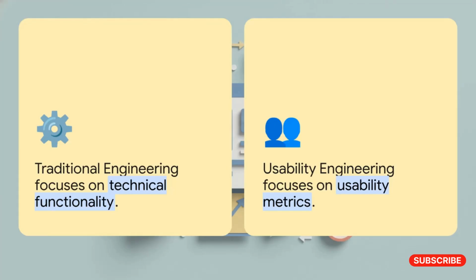And this brilliantly illustrates the dividing line between two completely different ways of building things: traditional software engineering versus usability engineering. Traditional engineering focuses almost entirely on technical functionality, making sure the gears turn and the code runs, and users are just brought in at the very end. But usability engineering flips that entire script. It zeroes in on usability metrics and demands early, continuous user involvement. It is the direct contrast between just making a machine work and making it work for humans.